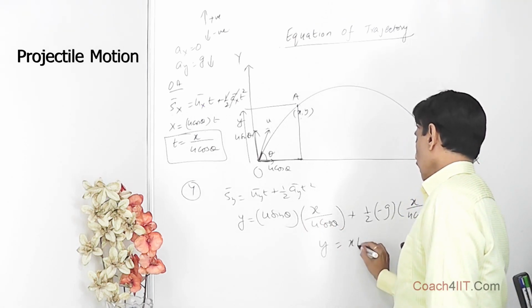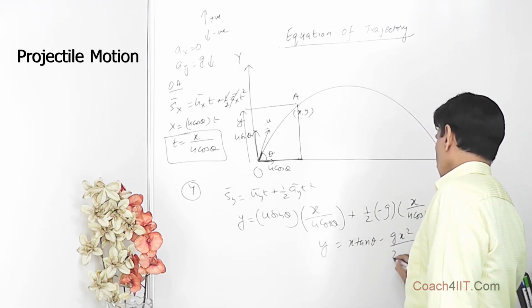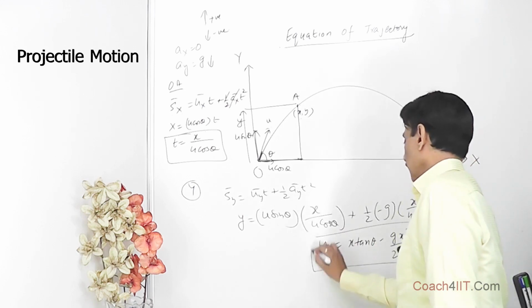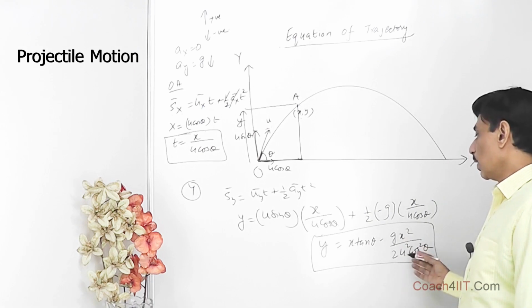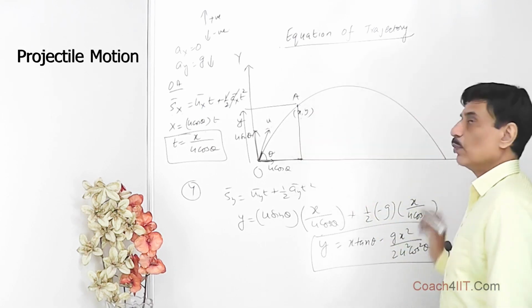So this comes out to be y is equal to, u gets cancelled, y is equal to x tan theta minus g x square upon 2u square cos square theta, that is an inverted parabola. So over here we see this is a quadratic equation with x square coefficient as negative, so this is going to be an inverted parabola.